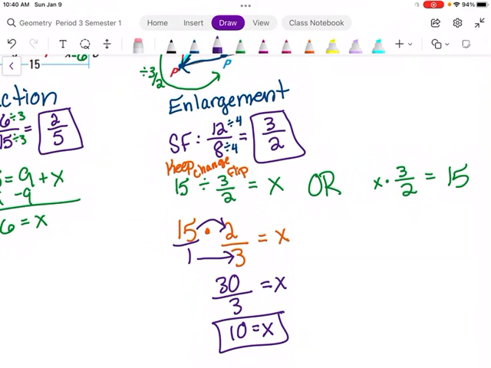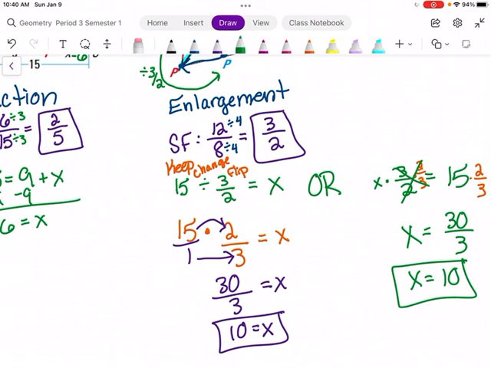If you set it up the other way, to get rid of the fraction, you multiply by the reciprocal, 2/3. And you'll notice it's the same problem as what we were just working on. So these simplify to just x. We would get 30/3. And again, we would get x equals 10.